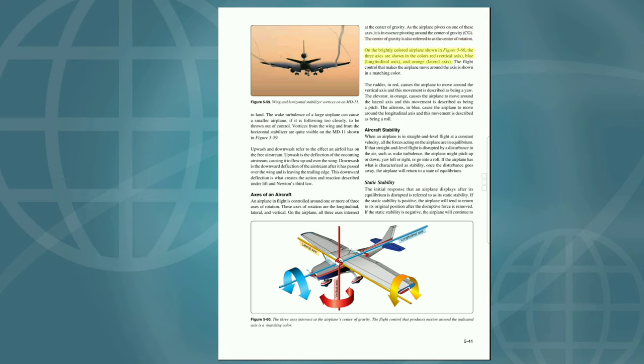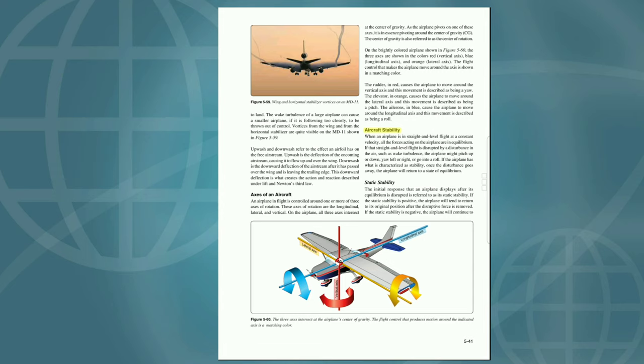On the brightly colored airplane shown in Figure 5-60, the three axes are shown in the colors red, vertical axis, blue, longitudinal axis, and orange, lateral axis. The flight control that makes the airplane move around the axis is shown in a matching color. The rudder, in red, causes the airplane to move around the vertical axis, and this movement is described as being a yaw. The elevator, in orange, causes the airplane to move around the lateral axis, and this movement is described as being a pitch. The ailerons, in blue, cause the airplane to move around the longitudinal axis, and this movement is described as being a roll.